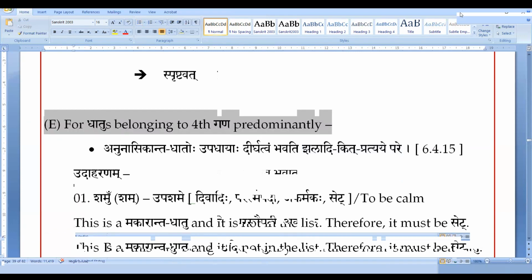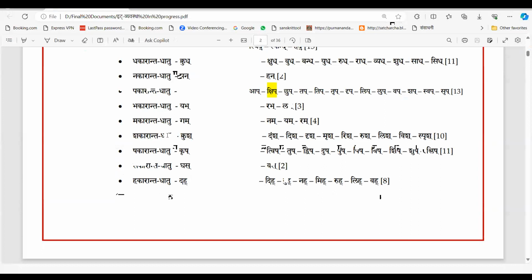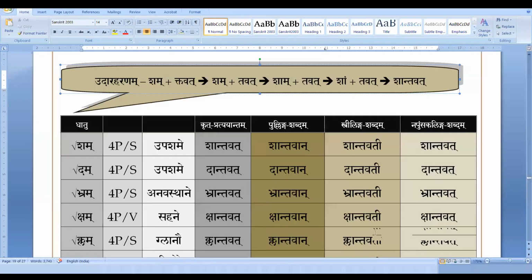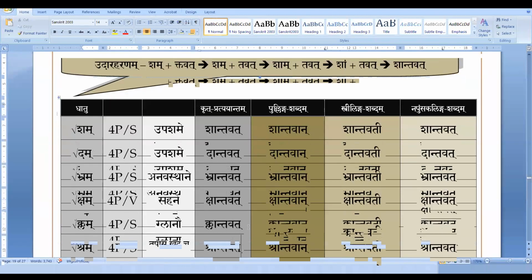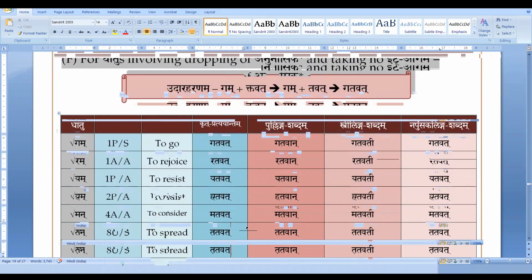Now, take the sham dhatu. Sham dhatu is a set dhatu. Is it there in the list? Please see the akaranta dhatus. It is not in the list. Among akaranta dhatus we have only these dhatus: gam, nam, yam, ram, and these are also anunasikanta dhatus. But these dhatus are covered in the next category. You can see number 5. That we are going to see next.